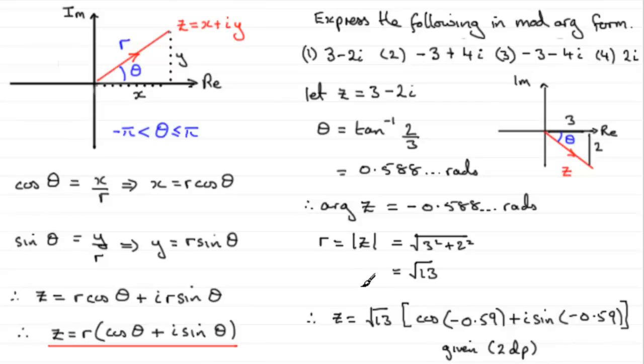Okay, so it's that kind of thing then that you've got to do when you're trying to do the mod arg form. Now I've got these other questions for you to look at. Find the mod arg of minus 3 plus 4i, minus 3 minus 4i, and this one here, 2i. Very easy one, but it's worth having a go at that one. So just pause the video if you'd like to have a go at those. Come back and I'll run through the solutions.